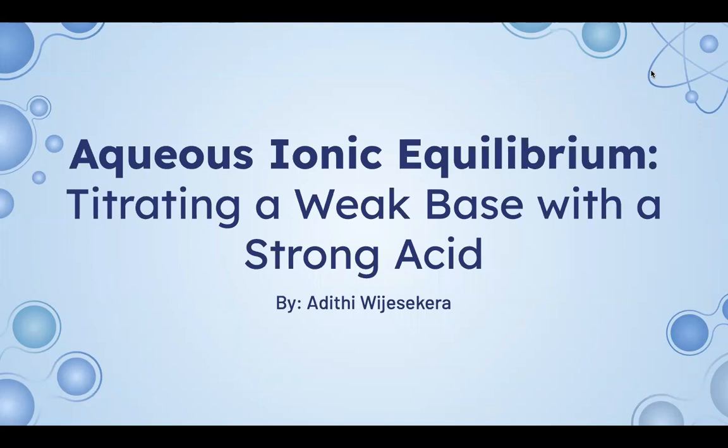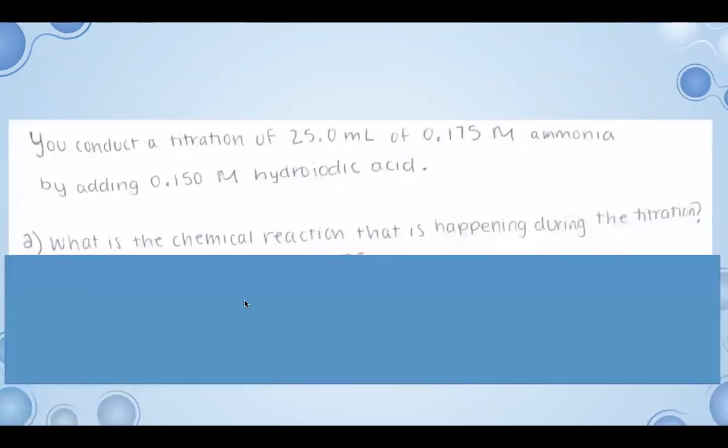My Khan Academy video was from problem set 6, question 5. This is the aqueous ionic equilibrium chapter, and this problem is focusing on titrating a weak base with a strong acid. The question states you conduct a titration of 25.0 milliliters of 0.175 molar ammonia by adding 0.150 molar hydroiodic acid.